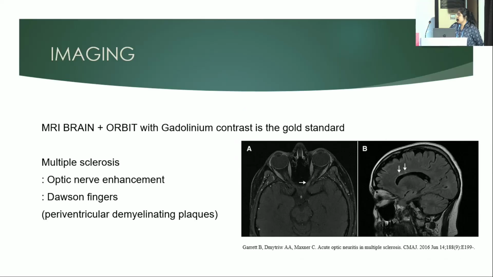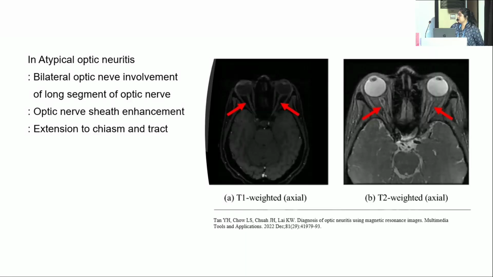Imaging is very important. MRI brain and orbit with gadolinium contrast will show optic nerve enhancement, which is short and in patches in cases of MS, with Dawson's fingers, which are periventricular demyelinating plaques. In case of atypical, there will be bilateral involvement and a longer segment of the optic nerve will be involved.